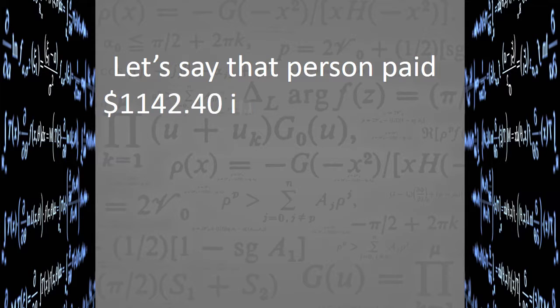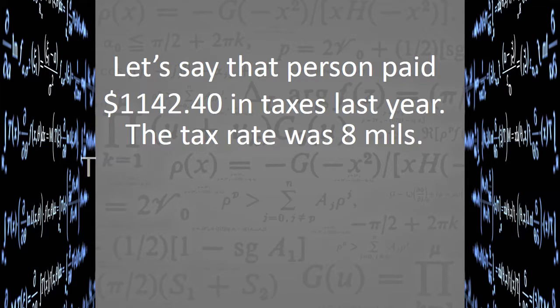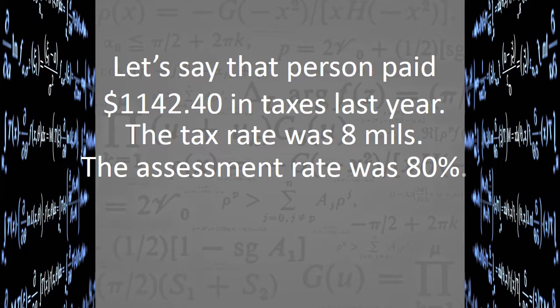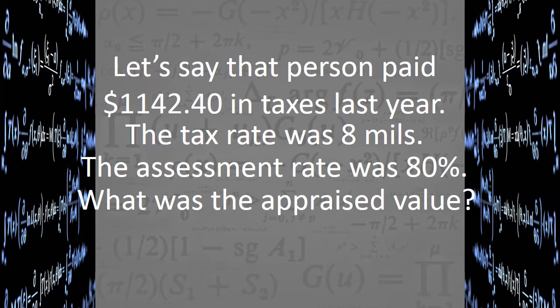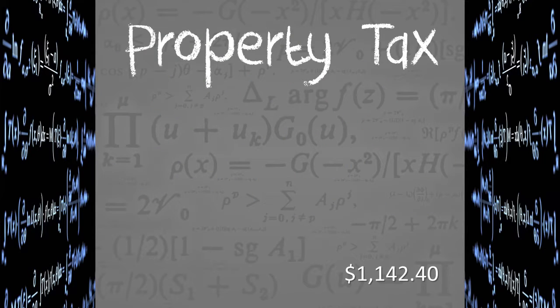Let's say that a person paid last year taxes in the amount of $1,142.40. The tax rate was 8 mils. Let's say the assessment rate was 80%. The question is, how much was the appraised value of the house? So $1,142.40, that's the tax they paid. And this is what most devious examiners are going to do, is they'll give you that number.